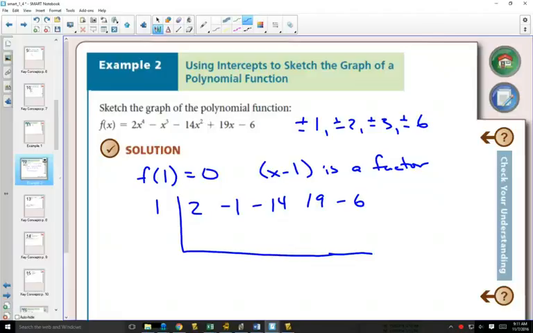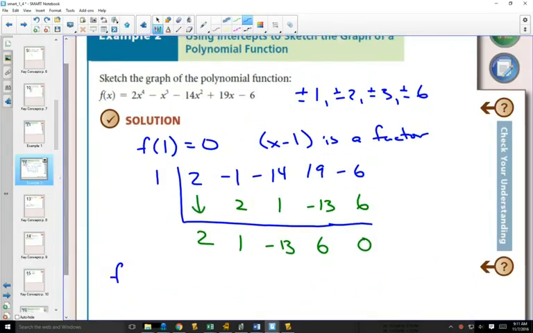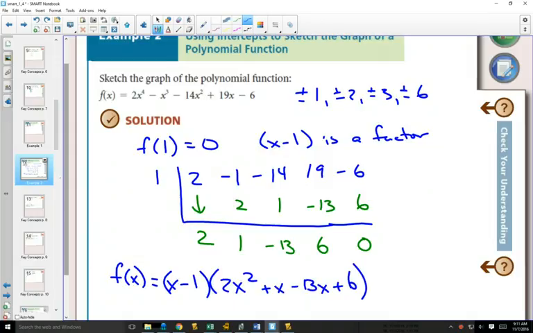Good. So now we can bring down the first number, multiply and add. And sure enough, we get a remainder of 0. So we can write our first division statement. We now know that f of x is equal to x minus 1 multiplied by 2x squared plus x minus 13x plus 6. Now, if I call this function here g of x.